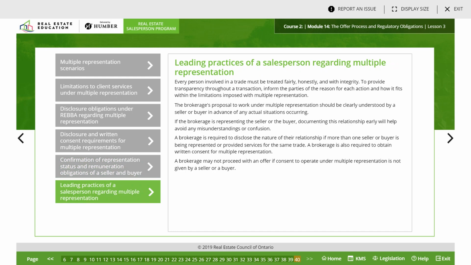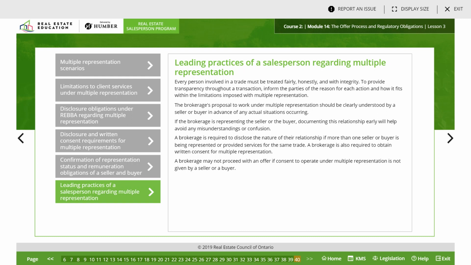Leading practices for a salesperson regarding multiple representation. Every person involved in a trade must be treated fairly, honestly, and with integrity. To provide transparency throughout the transaction, inform the parties of the reason for each action and how it fits within the limitations imposed with multiple representation. The brokerage's proposal to work under multiple representation should be clearly understood by a seller or buyer in advance of any actual situations occurring. If the brokerage is representing the seller or the buyer, documenting this relationship early would help avoid any misunderstandings or confusion.